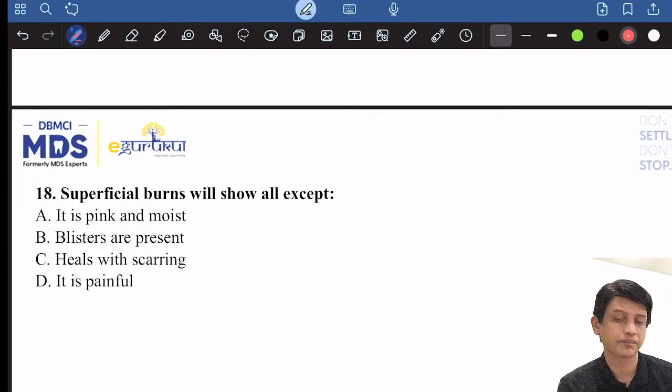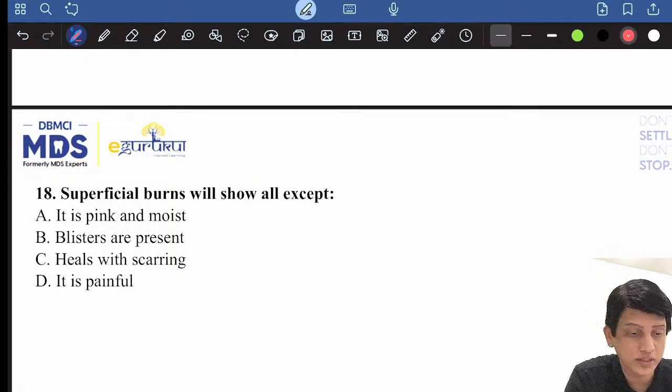Next. Okay. Superficial burns will show all except. If you answer this, your burns concept is very clear. I told you there would definitely be one question from burns. Whatever repeats were there, I have removed. Some questions were repeated in multiple papers, and I have not included all these multiple times repeated questions. I have included them only once. So tell me the answer for this.